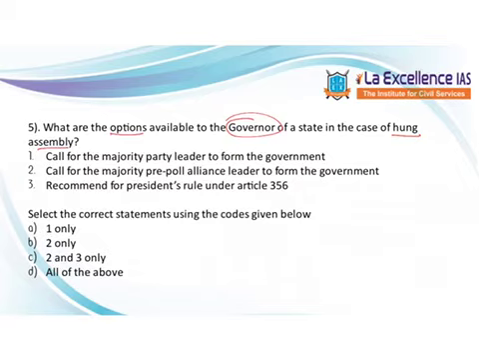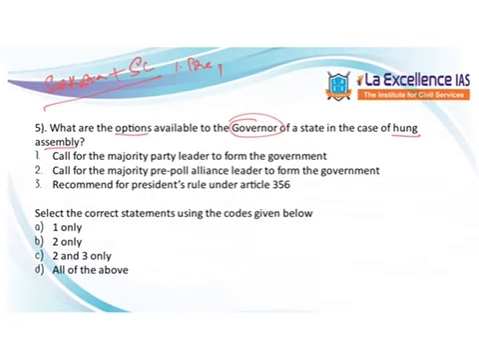Here we have to remember the recommendations made by the Sarkaria Commission, which were also accepted by the Supreme Court. The first one is this. The order of preference is that the governor should first invite the pre-poll alliance parties to form the government.